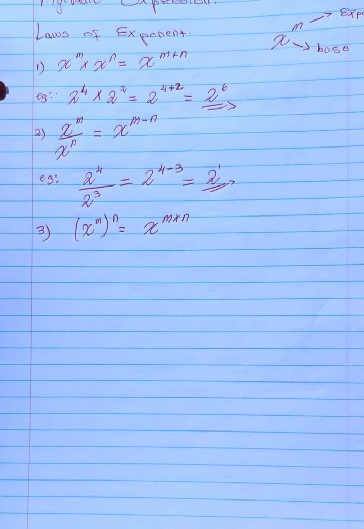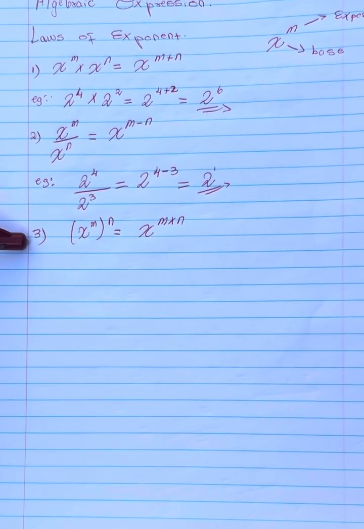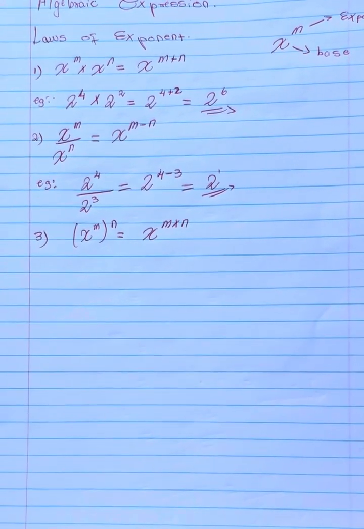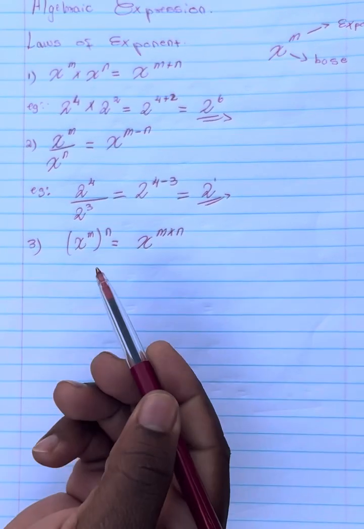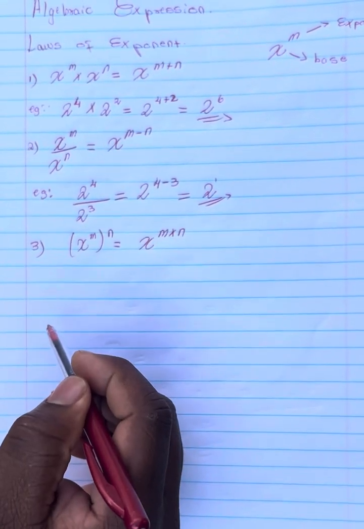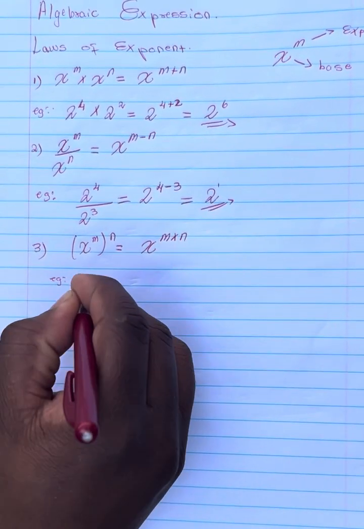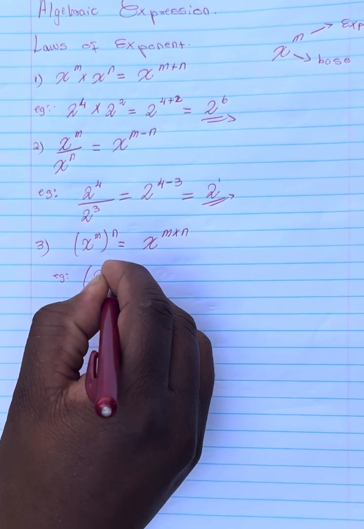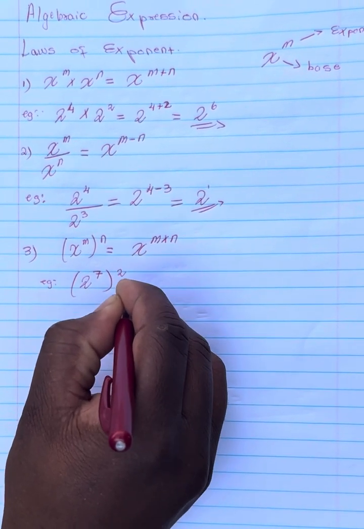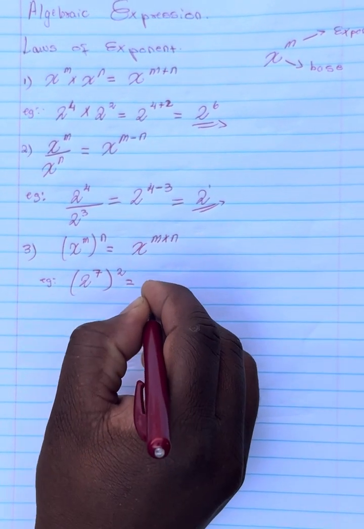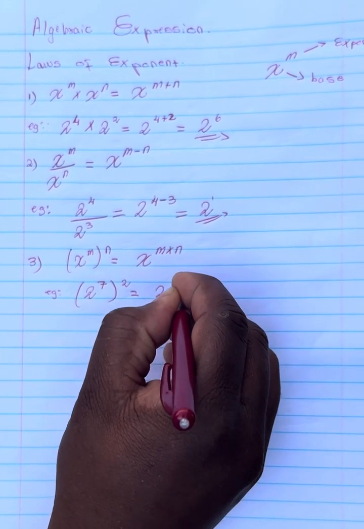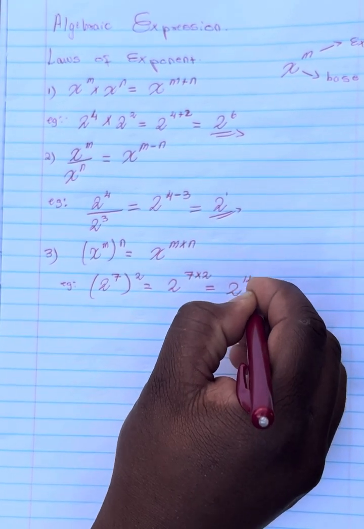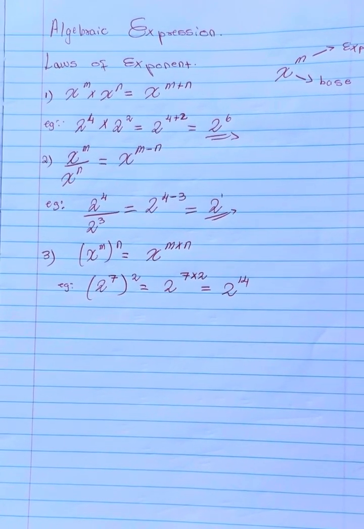There's a difference between law number 1 and law number 3. Here, the exponent is raised in the power of another exponent. So that's why we are multiplying. And every time you see a bracket, it means that you have to multiply. An example can be, if we are given 2 in the power of 7, close bracket, in the power of 2. This is the same as what? The base will always be the same. It will be 2 to the power of 7 multiplied by 2, which is the same as 2 to the power of 14. I hope you understand.